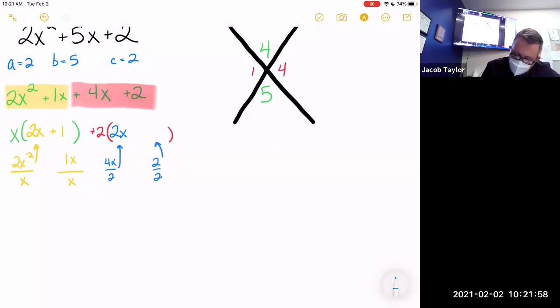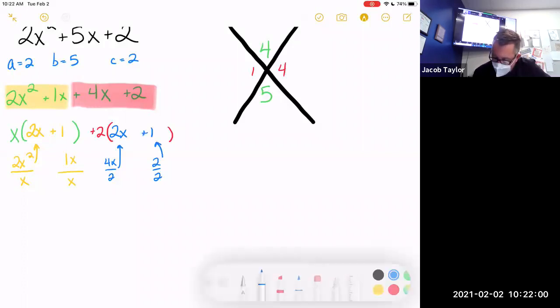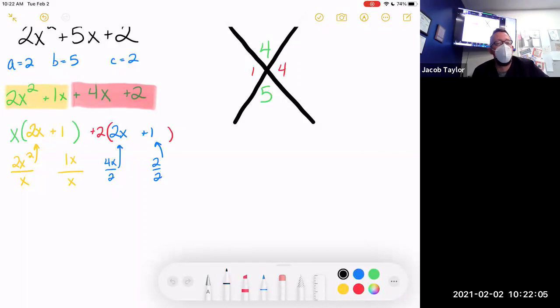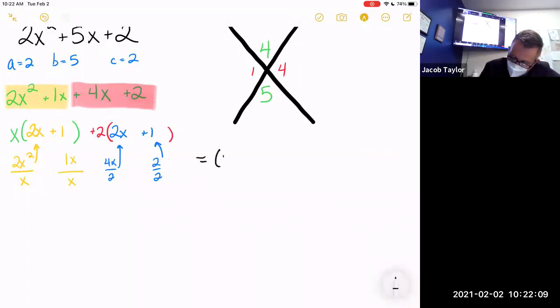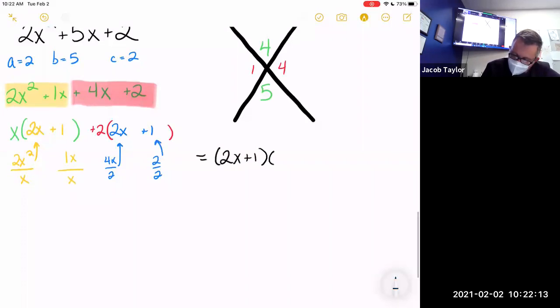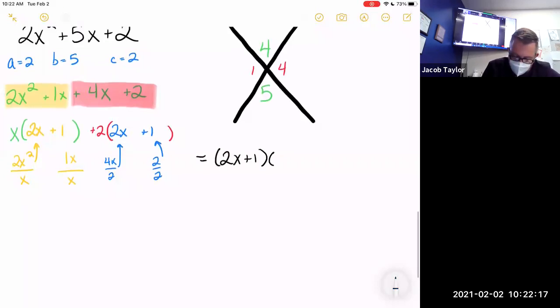Use a calculator if you need to, kids. 2 divided by 2 is 1. I know I've done this problem right. How do I know? Because I'm a genius. The parentheses are the same. So one of my parentheses will be 2x plus 1. And the other one will be x plus 2.